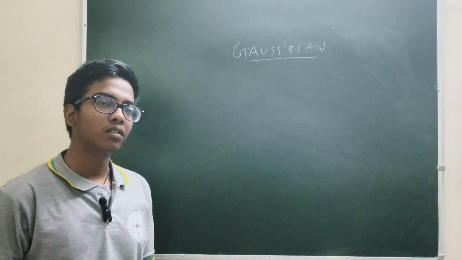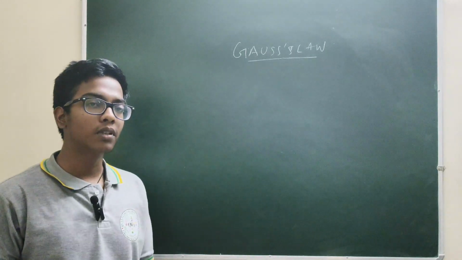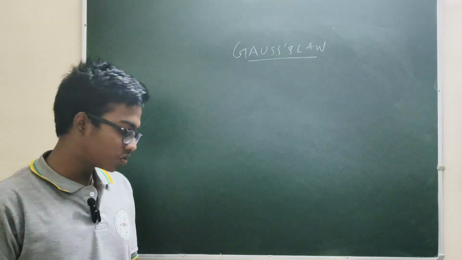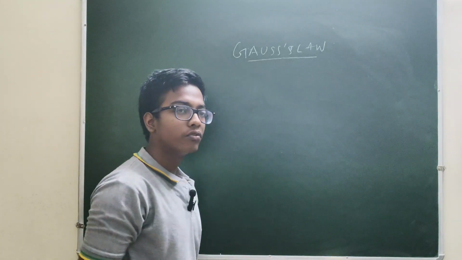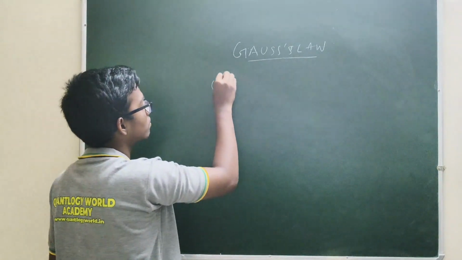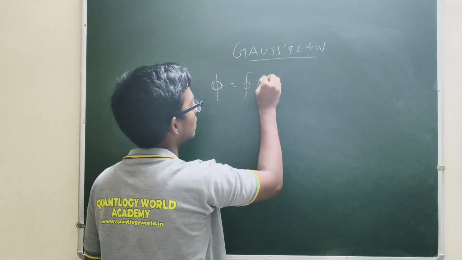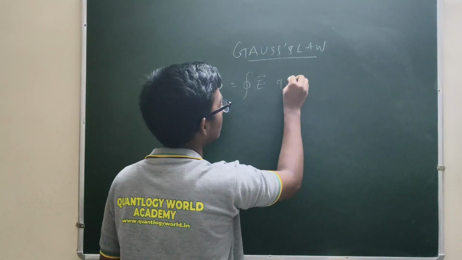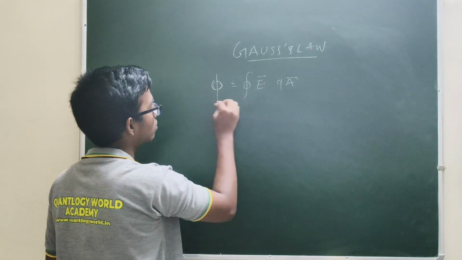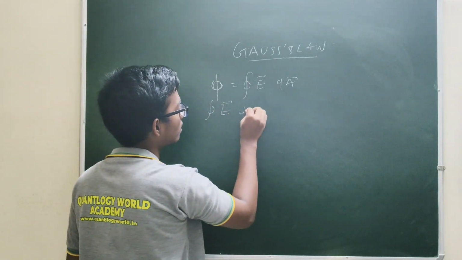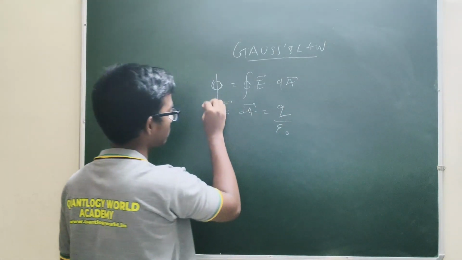Gauss law is defined as the amount of flux present in an area is 1 by epsilon naught times the charge enclosed within it. So mathematically, we know flux phi equal to closed integration of E dot dA, and by Gauss law, it is closed integration of E dot dA equal to Q by epsilon naught.